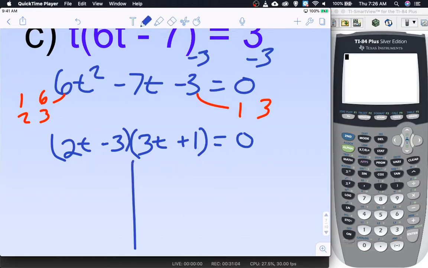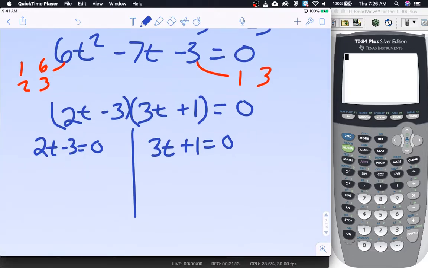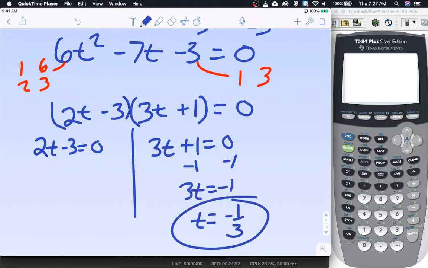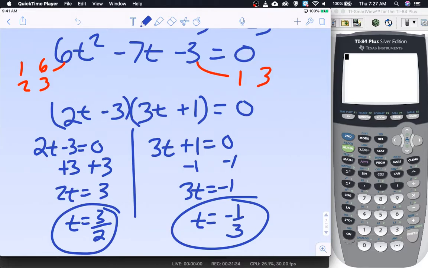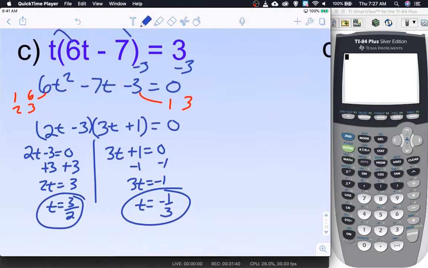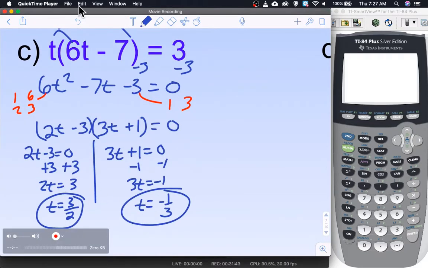Now we solve. So 2t minus 3 equals 0, or 3t plus 1 equals 0. And you solve both equations. You should have done this already. Let's see, minus 1, 3t equals negative 1, divide by 3 on both sides, negative 1 third. Plus 3, 2t equals 3, divide by 2 on both sides, t equals 3 halves, or 1.5. And that's it. We solved it. Those are the two values that we could plug in here for t that would make this side equal 3.